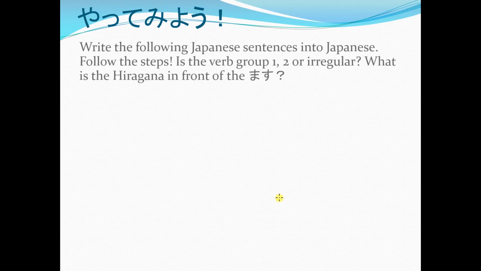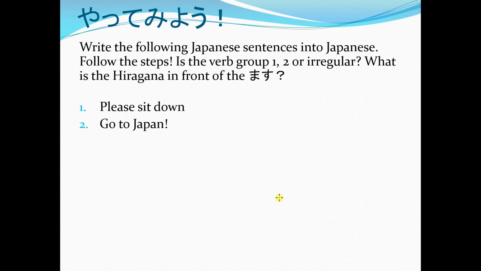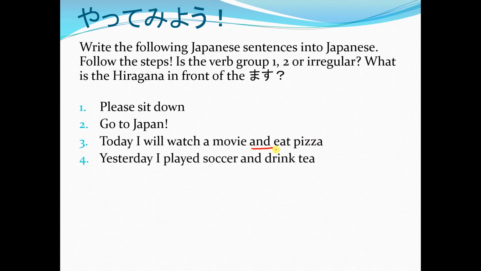じゃあやってみよう. Write the following sentences in Japanese. Follow the steps. Is the verb group 1, group 2, or irregular? And what is the hiragana in front of the masu? So: please sit down. Go to Japan. They're just different in formalities. Today I will watch a movie and eat pizza. Remember, and. Yesterday I played soccer and drank tea, as opposed to drink tea.